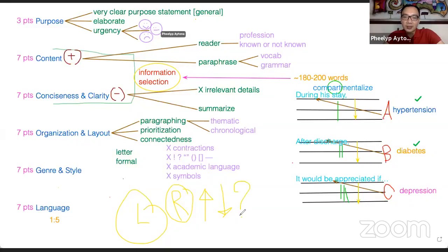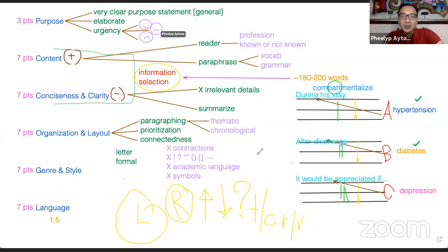Question mark. What does that mean? Maybe, unknown, perhaps, could be, potentially. Correct? TC, consider. RV, review. Good.